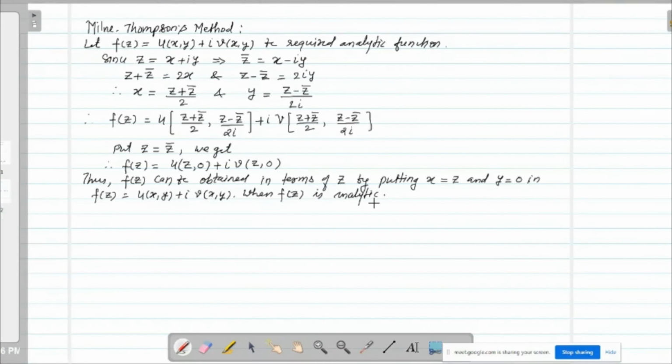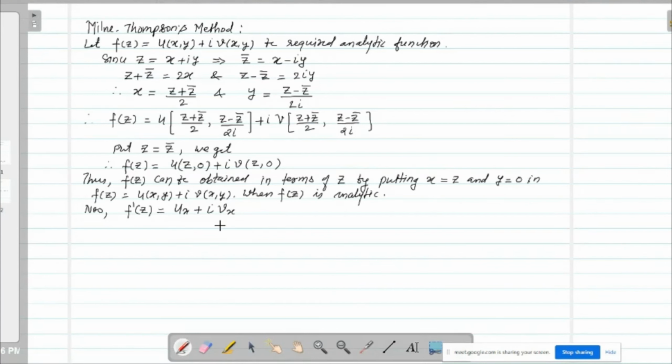Now what happened over here? The function f of z becomes a function of z only, but z is equal to x. So we differentiate this function with respect to x. So this becomes f dash of z, and this is equal to ux plus i times vx.